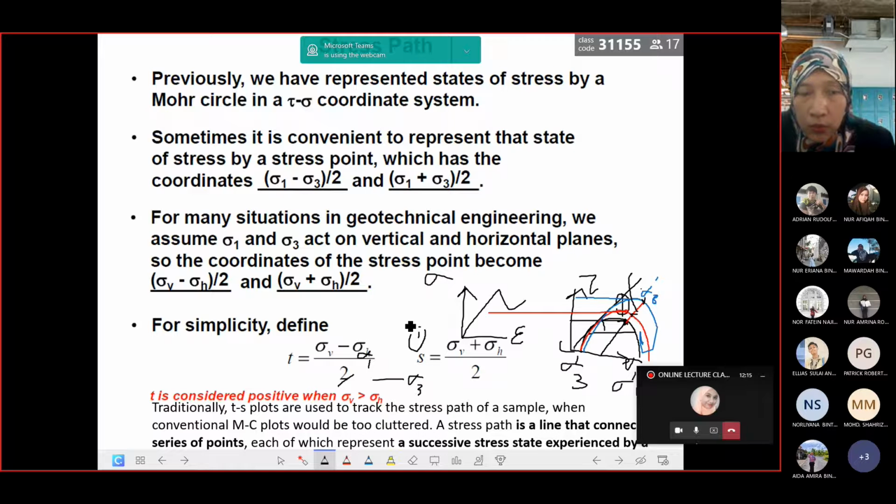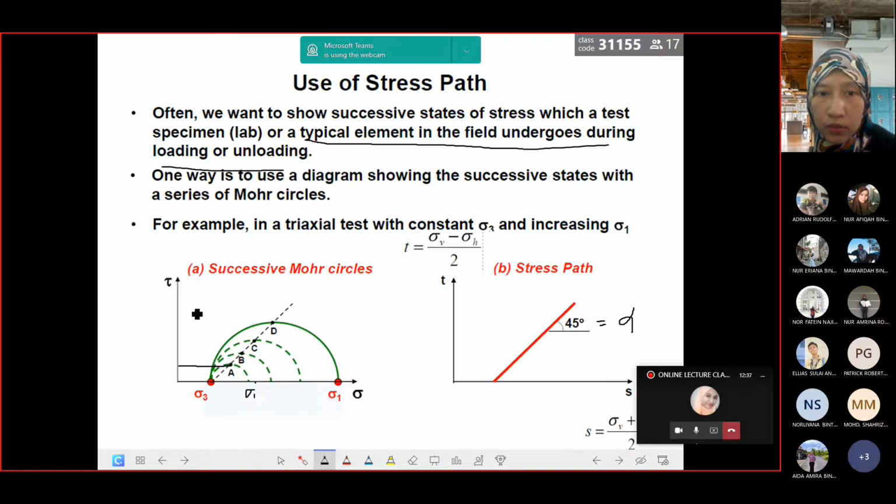So remember, in a way to get the strength of the soil, it can be presented in the Mohr circle in the tau sigma coordinate, or you can present it in the T and S coordinate. So that's how we can see the actions or any stress subjected to the soil. Okay, the next one, how it is represented to explain what is T and what is S.